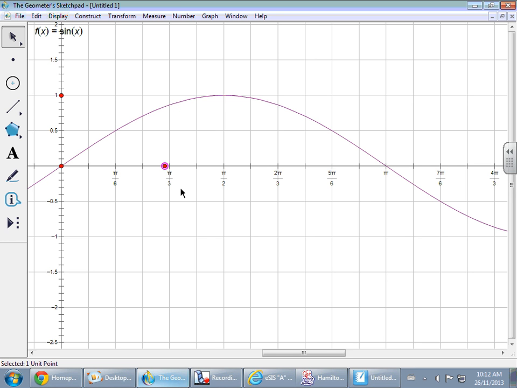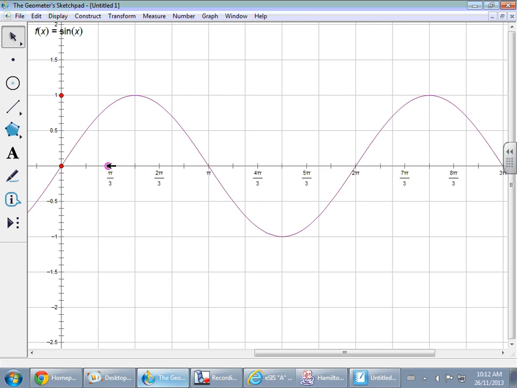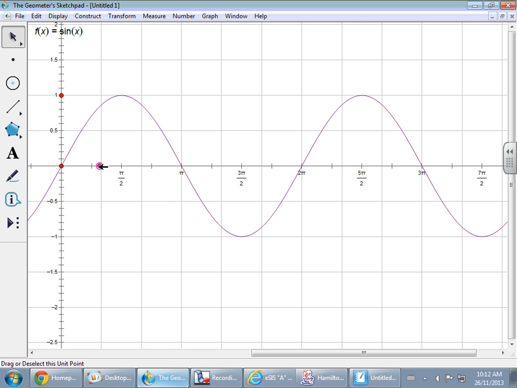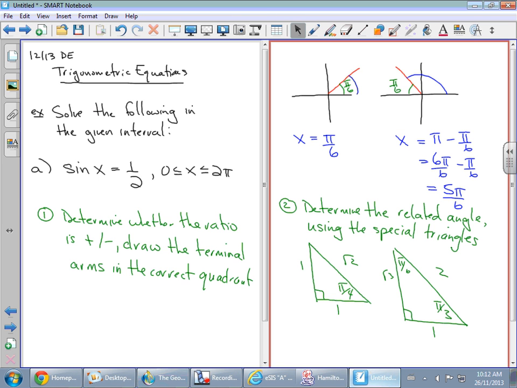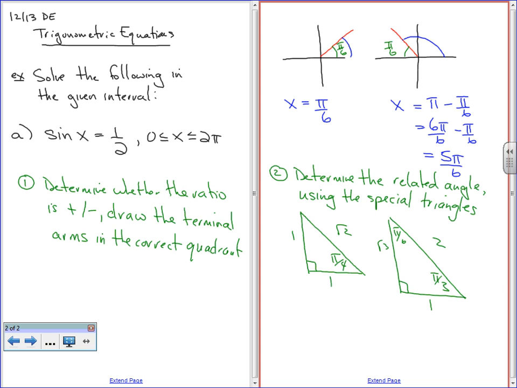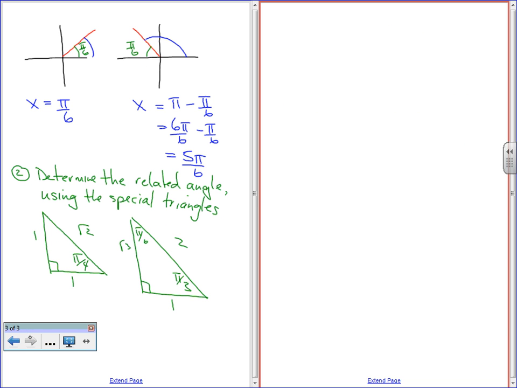Because remember, like I talked about, this answer right here is going to repeat itself again over here, and it's going to repeat itself again over here, and it does that forever in the positive direction, and it does that forever in the negative direction. Okay. So the process is going to remain the same on how to solve trigonometric equations. The only difference is the interval in which you're solving. So let's try another one.